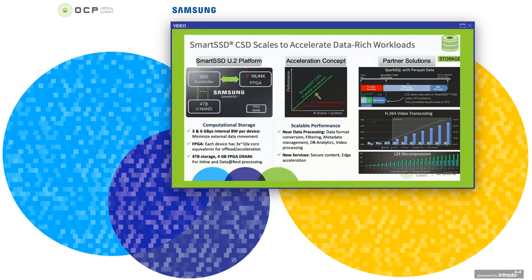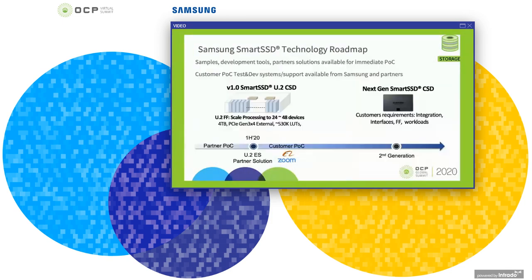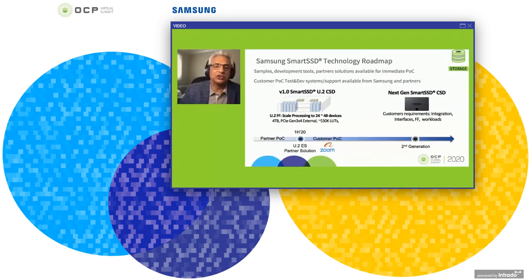This is unprecedented. Moving forward, not only do we want to make these devices available to our customers, and below you can see Alibaba and Zoom have already gone public that they're working with us. These devices that we have today have 4 terabytes of flash. They expose a Gen 3x4 external connection and pack 500,000 LUTs worth of FPGA acceleration.